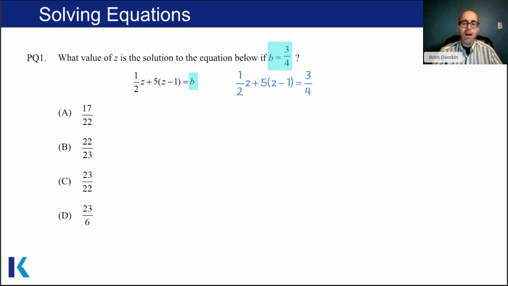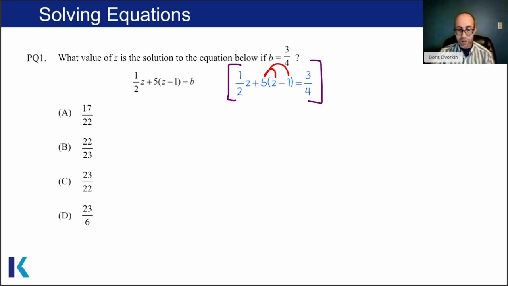In any case, let me know in the chat, what was the very first thing that you did to get one step closer to figuring out what z is all by itself? So here you again have a choice. You can distribute the parentheses to get rid of the parentheses, or you can multiply both sides of the equation by something to try to get rid of the fractions. Both are actually equally valid options. You'll have to do them both anyway, so it's totally fine whichever one you prefer to do first.